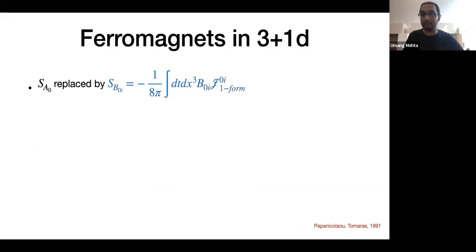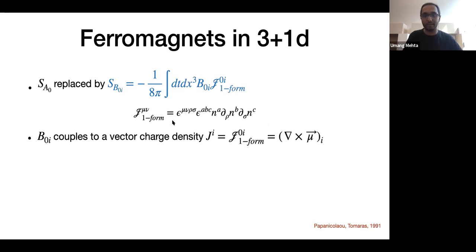One can generalize this to 3+1 dimensions as well for the same sigma model. Instead of A_0, we now have a coupling to the time component of the Kalb-Ramond field, where B_0i now couples to the time component of a one-form current given by this that is also conserved. So in other words, this time component can be taken to be a vector charge density, which, if it is non-zero in a finite region of space, can be written as this curl of some mu.